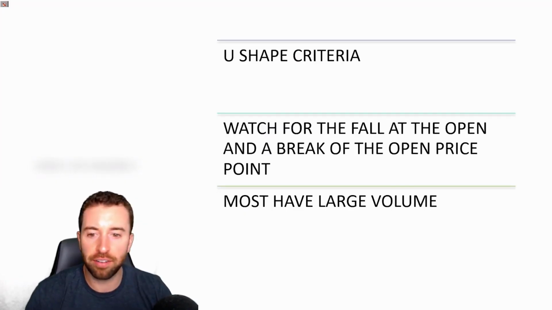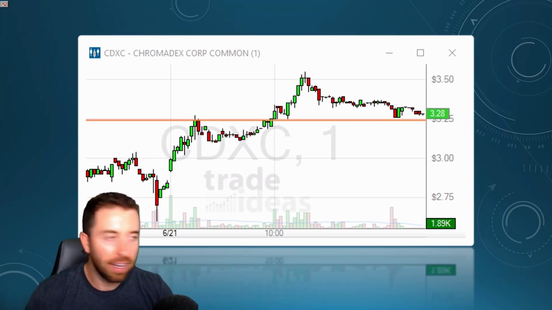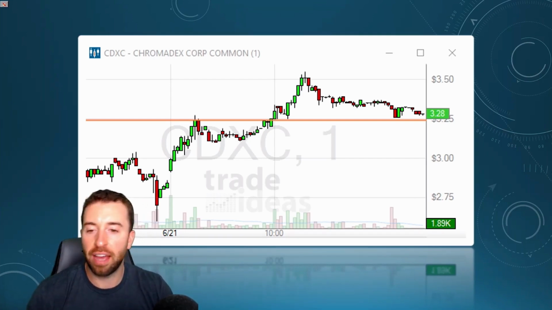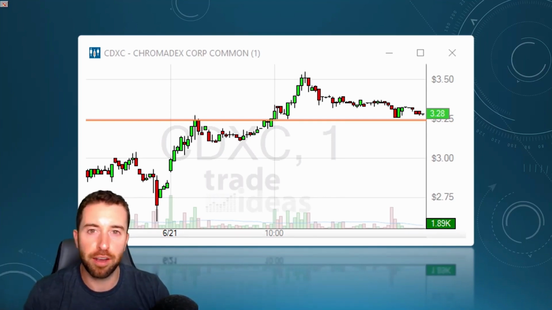So our U-shaped criteria: we're looking for the very big spike at the start of the day, we're looking for the pullback, and then we're looking for that breakout on that next leg. So this is just a standard U-shape looking for this very big spike.